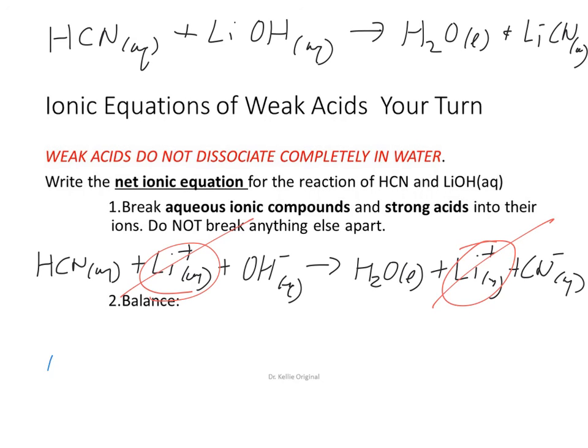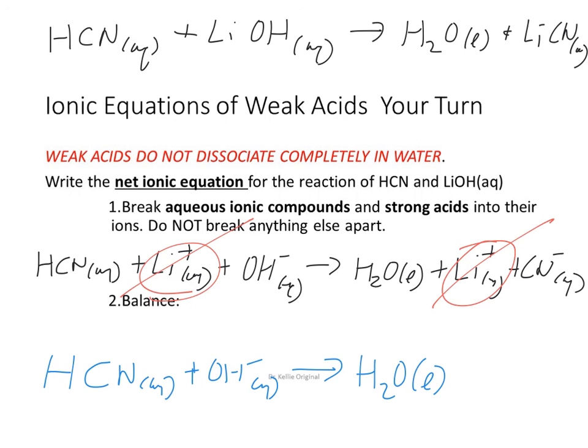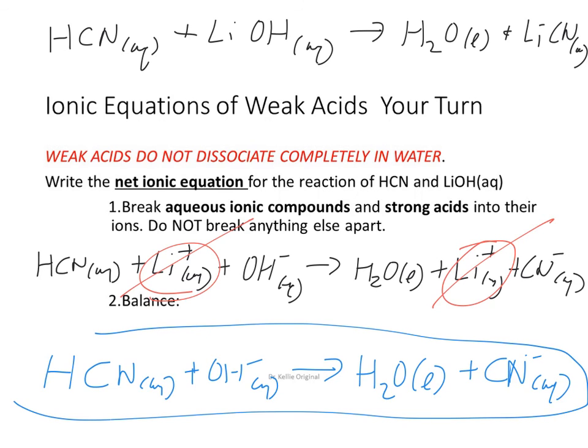And that gives us a net ionic equation, which is what the problem was asking for, of cyanide plus hydroxide aqueous yields H2O liquid plus the cyanide ion. That's an N there. People say my N's look like W's. There we go. Aqueous. So there's your net ionic equation.